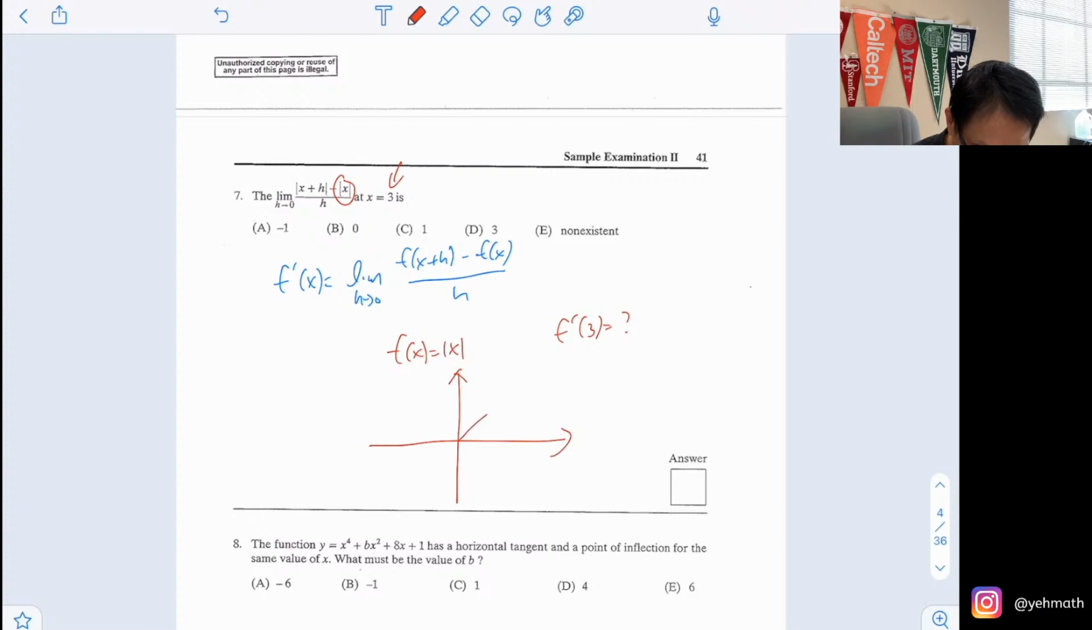Exactly. So it's absolute value of x. You know how to graph it though. Right? What is the slope here? The slope here is 1. The slope here is equal to -1. The slope here is what? There we go. But they want to add 3, so it's 1.